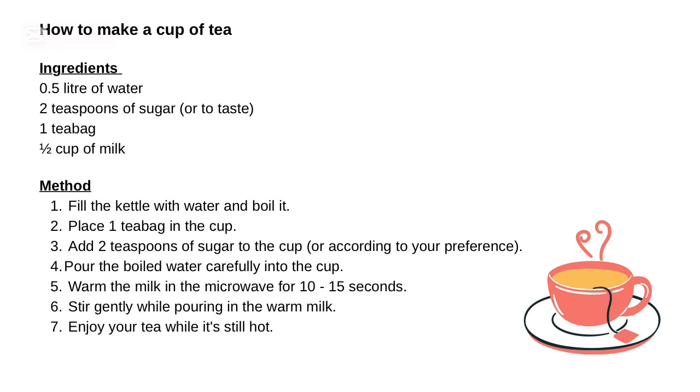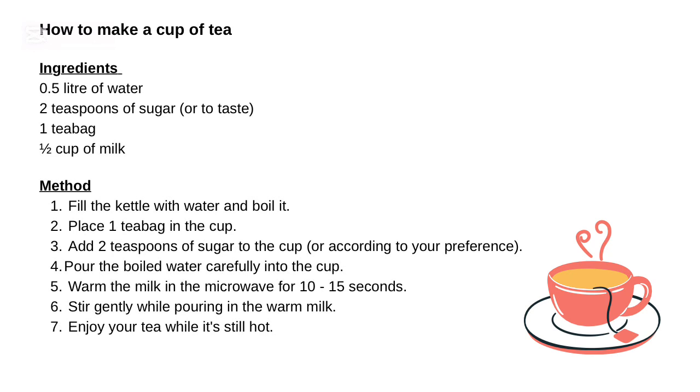Now, if you look under method, I have numbered my instructions. This tells the reader what to start with, what to do next, and finally. B, I have my imperative verbs, which are the action words.